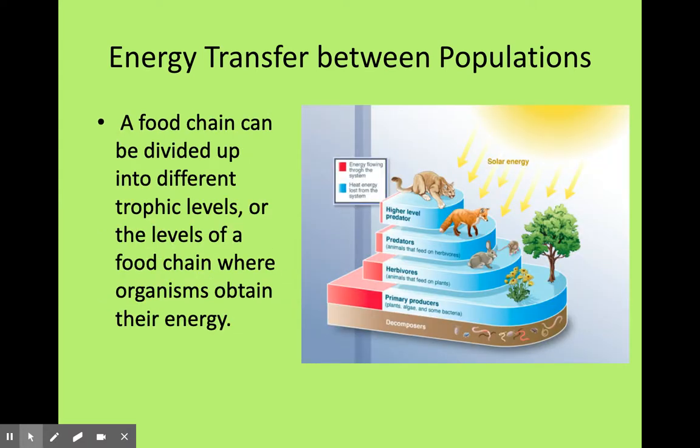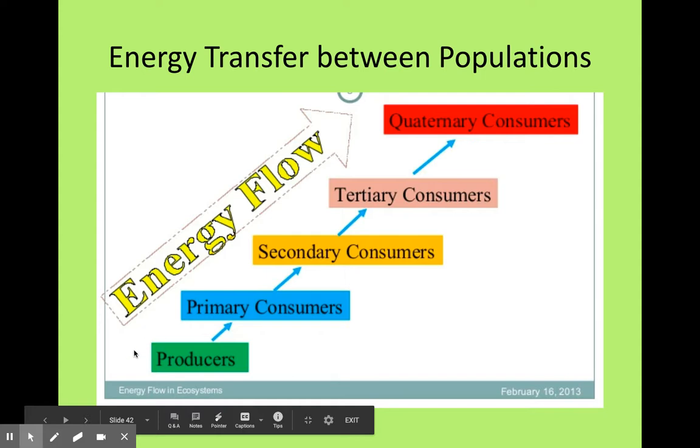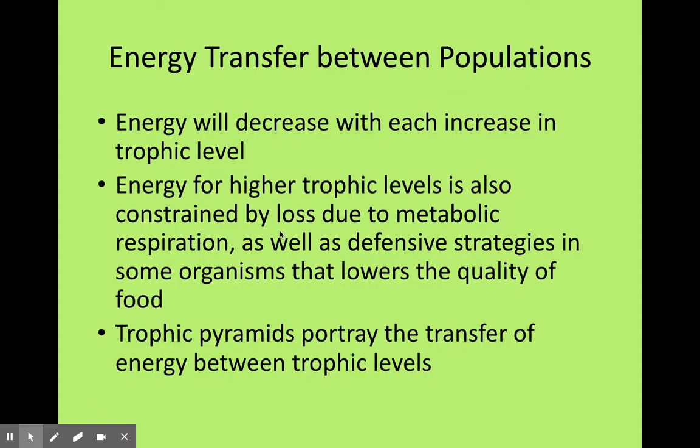So a food chain can be divided up into different trophic levels, or levels of a food chain where organisms attain their energy. Typically, when we look at food chains, the producers are on the bottom. Then we have primary consumers that eat those producers, secondary consumers that eat the primary consumers, tertiary consumers that eat the secondary, and so on. Energy will decrease with each increase in the trophic level. Energy for higher trophic levels is also constrained by loss due to metabolic respiration, as well as defensive strategies in some organisms that lower the quality of food.